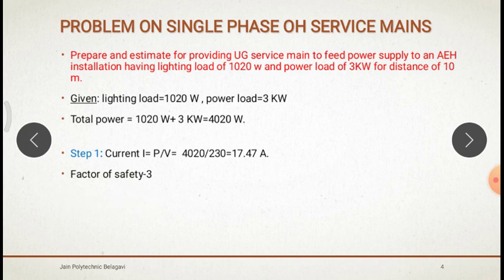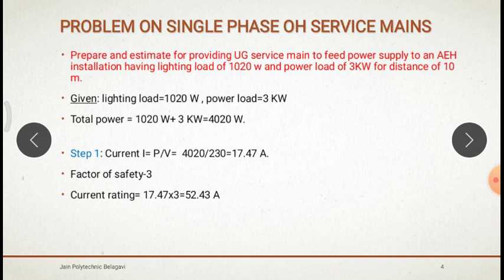For that we need to use a factor of safety of 3 here. In the overhead service main we use the factor of safety as 2. In the underground service main we have to use the factor of safety as 3 because we are digging the earth and installing the cable. If any extension or extra load is added later, it is very difficult to replace the cable. For safety purposes also, we take the underground service main factor of safety as 3, and for single phase overhead service main we take the factor of safety as 2. So what we have to do now? 17.47 into 3, so we will get 52.43 amps.